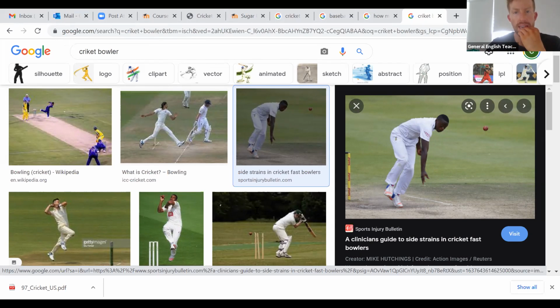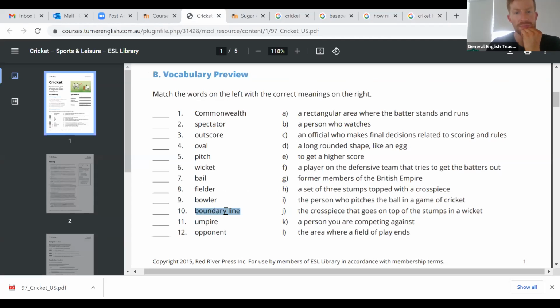Okay, 10 is Tien. Let's go back to Tien. I think we've run out of people. 10, I think is L. L. The area where a field of play ends.